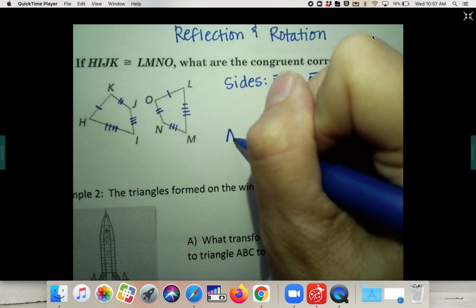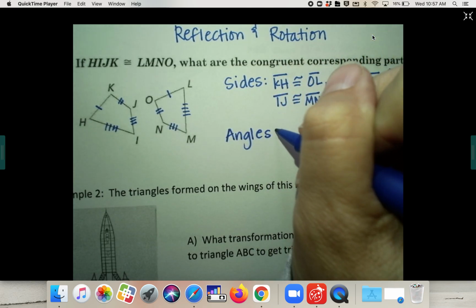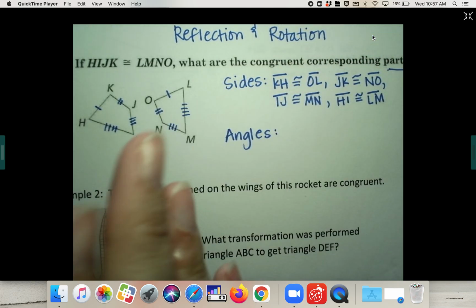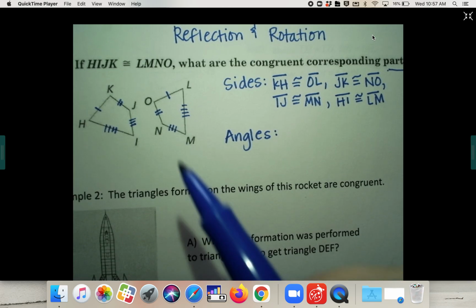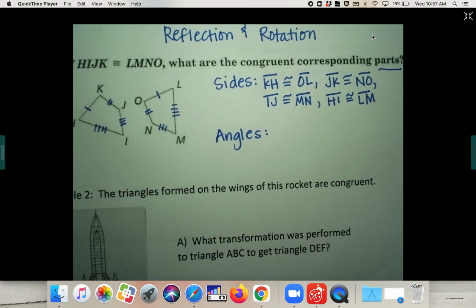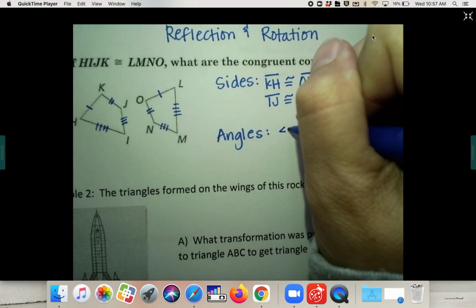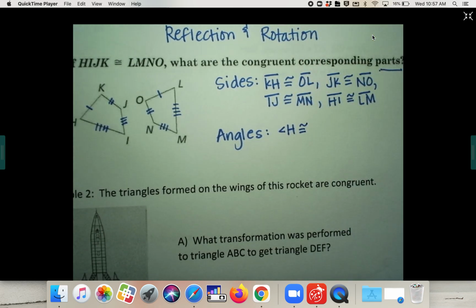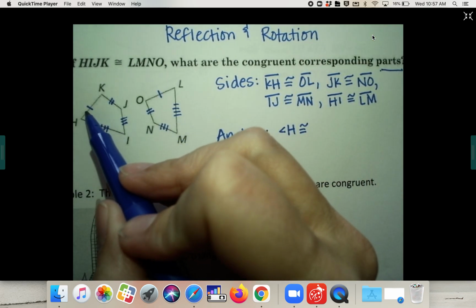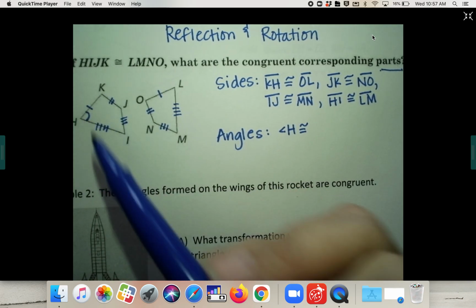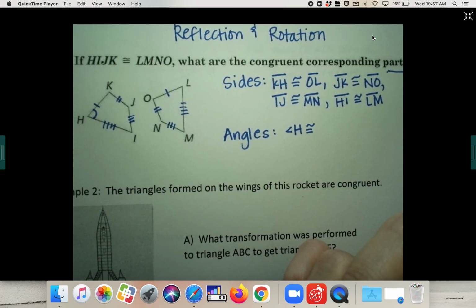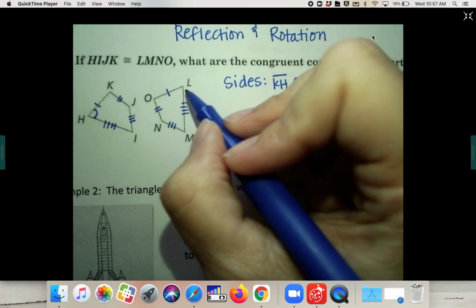Okay, let's move on to now the angles. So again, keep in mind it's been reflected and slightly rotated, so be sure you're looking at the correct angles. Let's start with angle H. So which angle is angle H congruent to? I'm going to make one little arc in the corner to mark up H. That would be congruent with angle L.